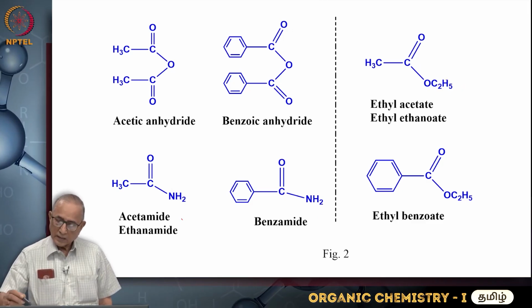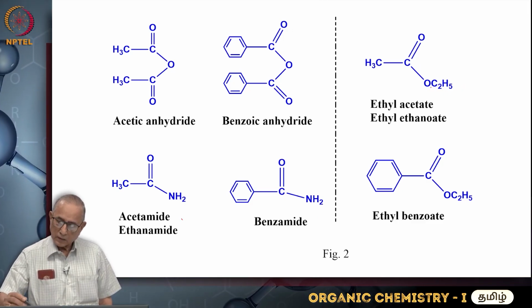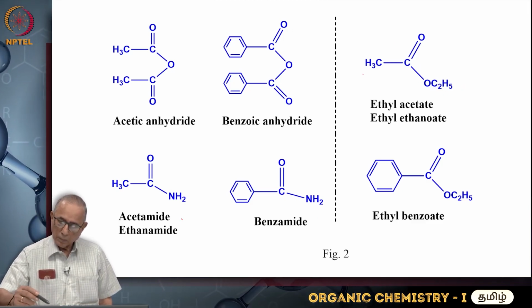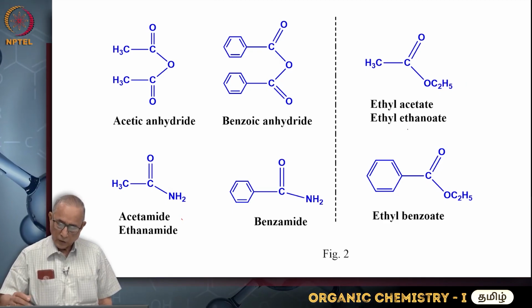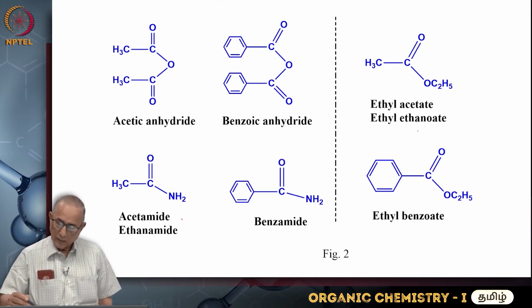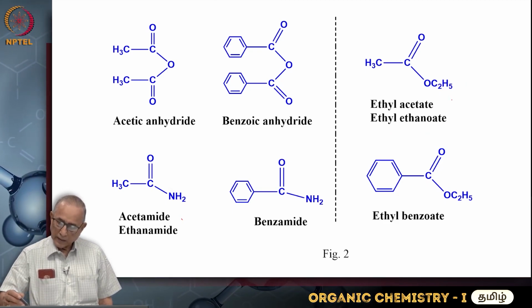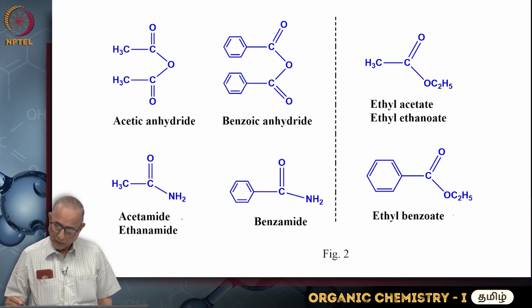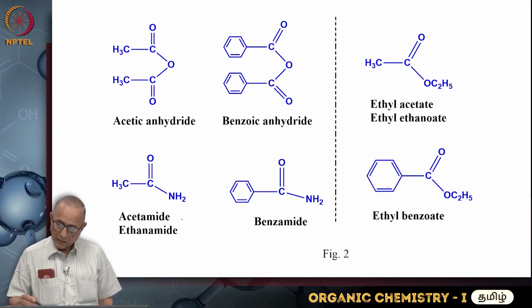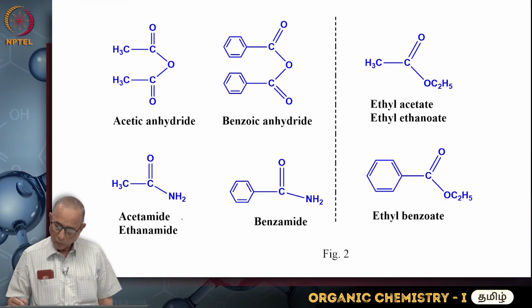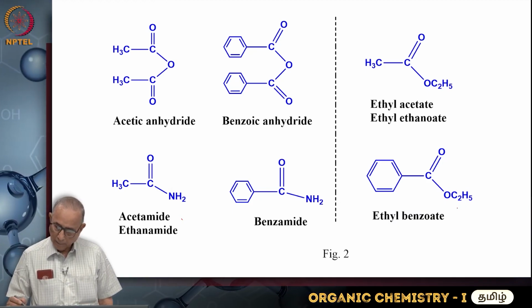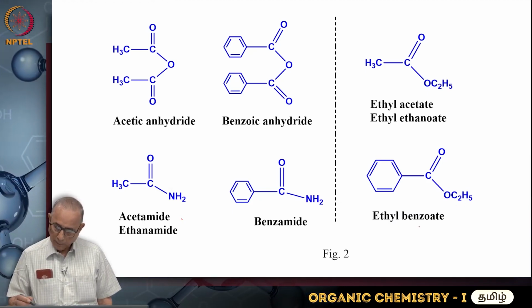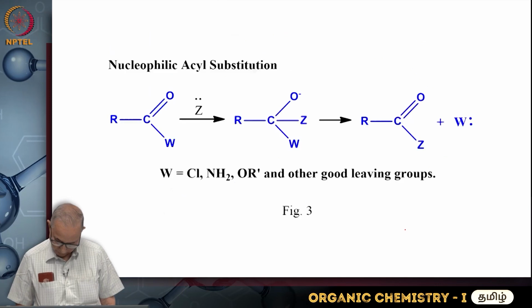The ester ethyl acetate, ethyl group attached to the oxygen of the carboxyl group. Ethyl ethanoate is the IUPAC name. Ethyl benzoate: benzene ring, carboxylic acid. That O is esterified with ethanol. It is C2H5O. It's called ethyl benzoate.